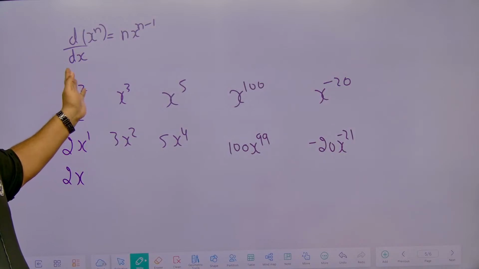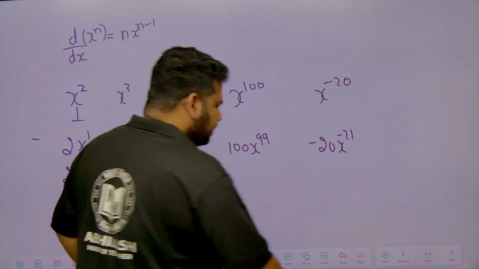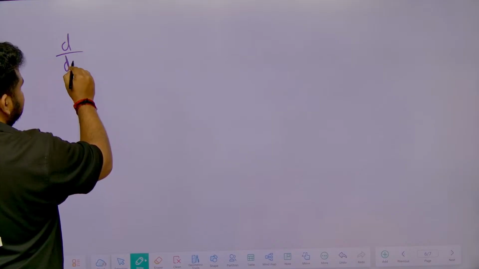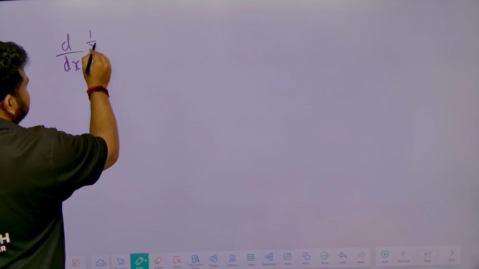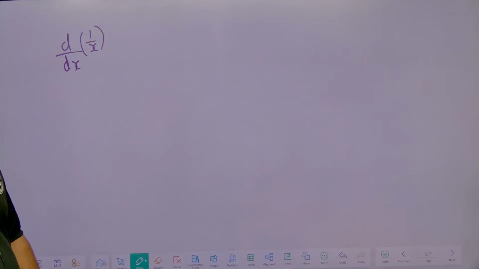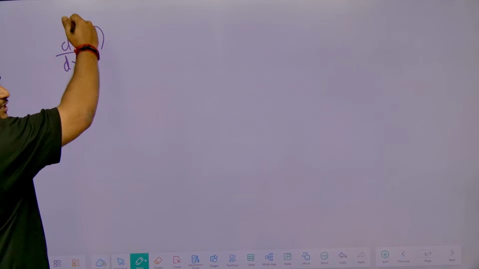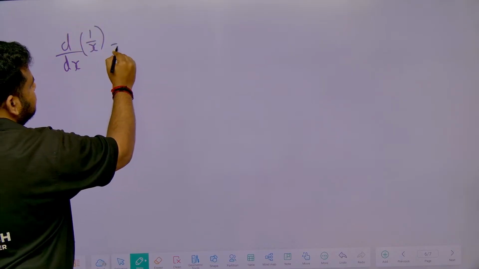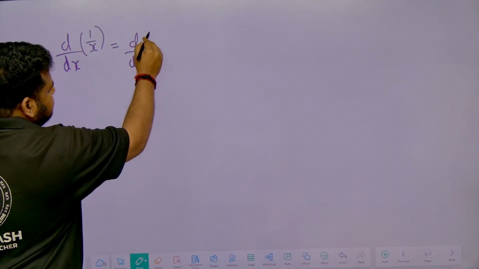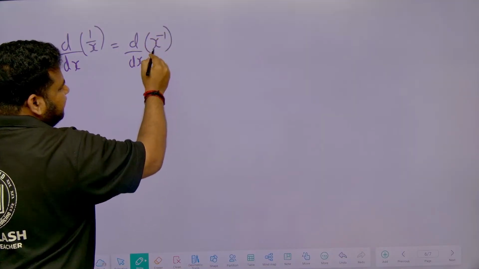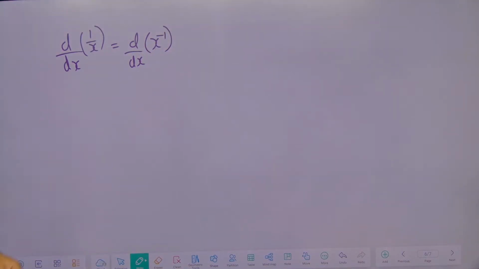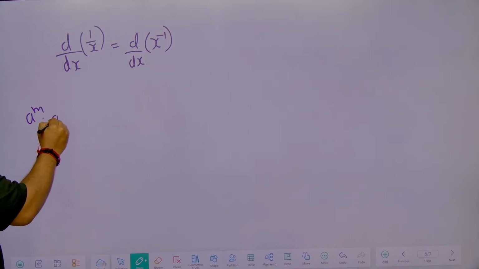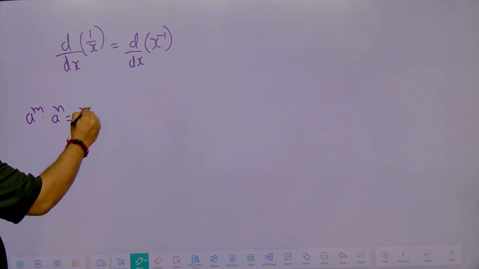Understood? But next, if they give d by dx of 1 by x, what will you do? This x you will take to the numerator. Correct? So d by dx of x, when taken to the numerator, will become x to the power of minus 1. See, the law of exponents says that, let me write some laws of exponents: a power m into a power n is equal to a power m plus n.